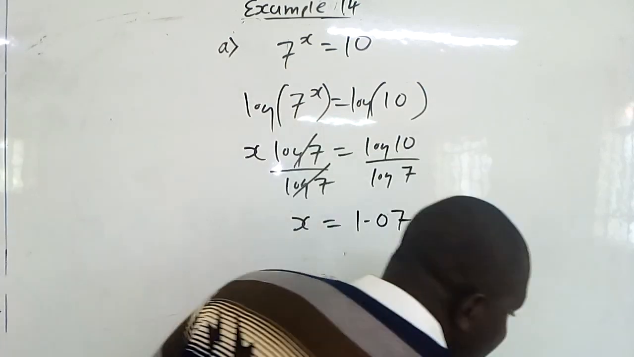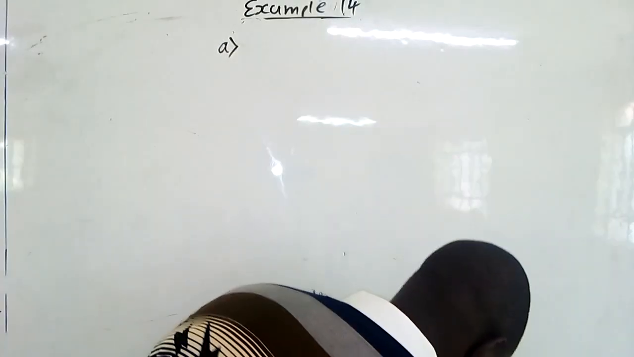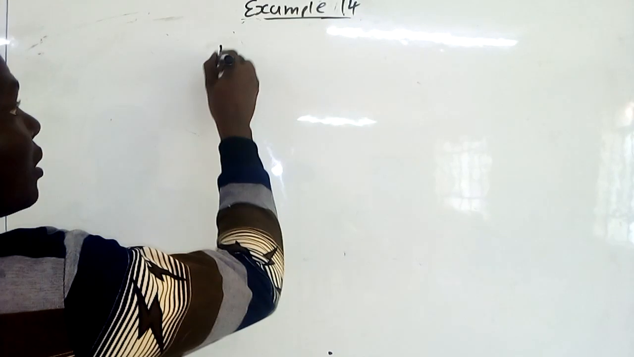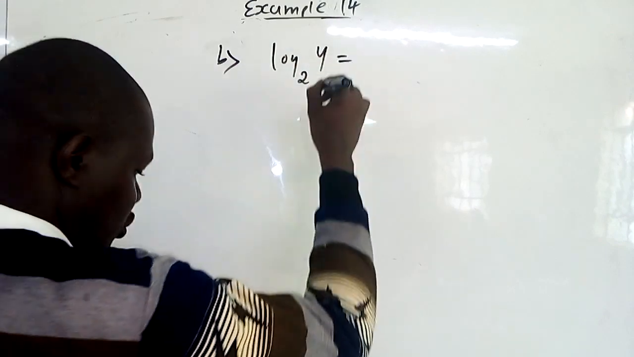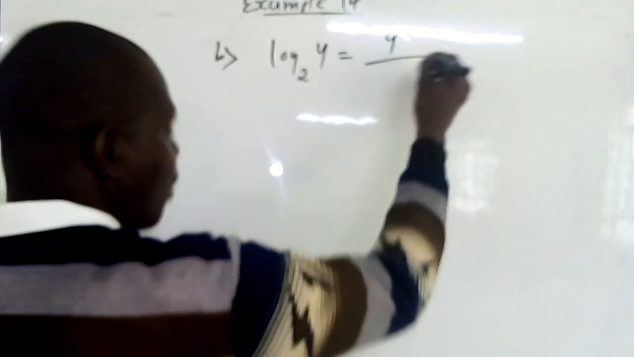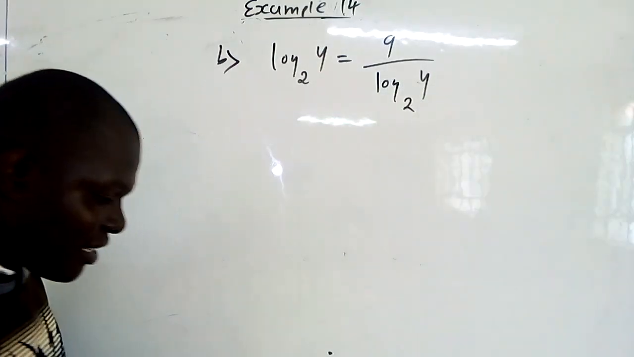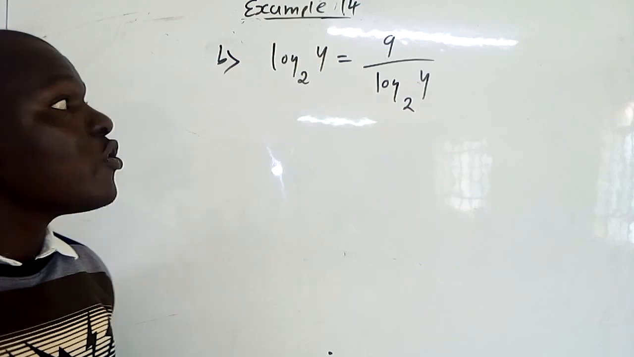I have part B of that problem. You've been given to solve this part B. You've been told log y to base 2 is equal to 9 over log y to base 2. Are you seeing this one? Yes. How do we solve this?